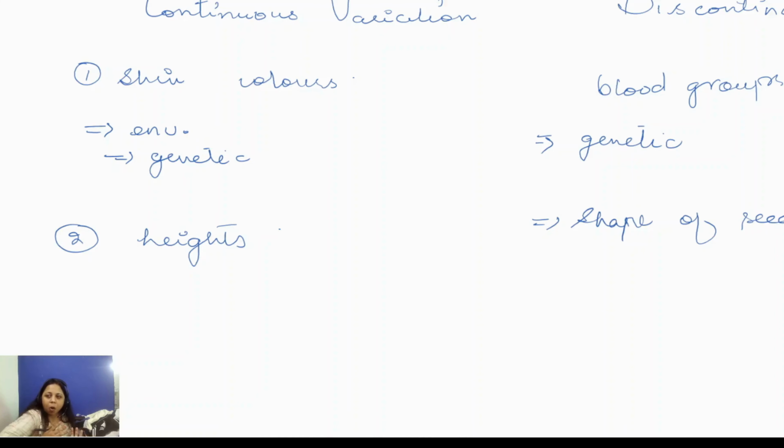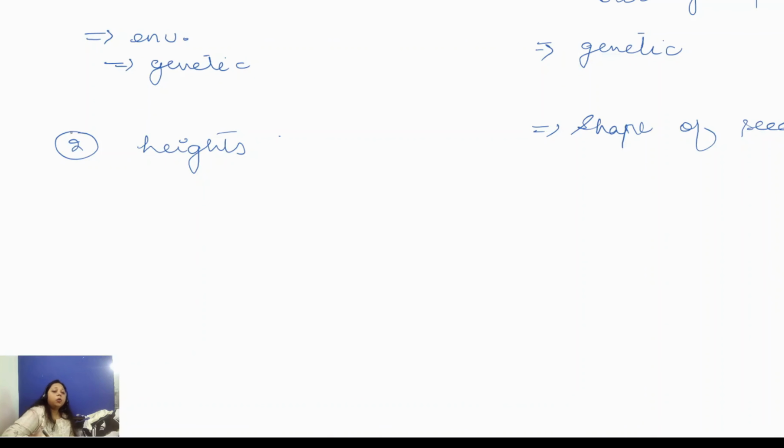So the shape of the seed would be a discontinuous one and can be affected by the genes only. External factors cannot affect it, only genes can affect it. Okay, now how do you define genes? What are genes? Genes are the small part of DNA that determine any characteristic.